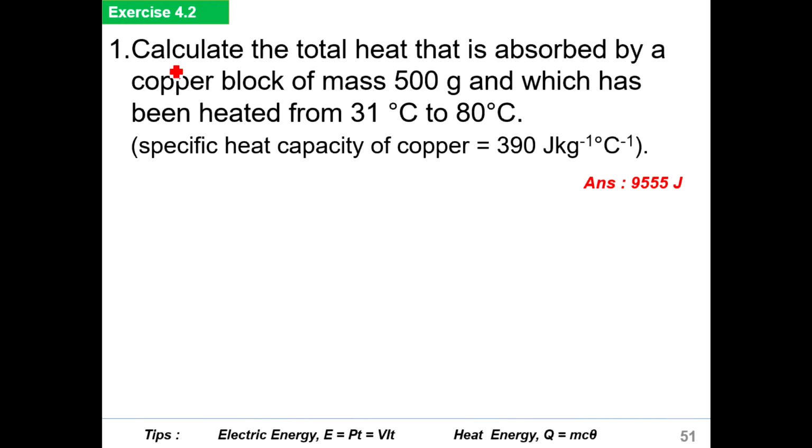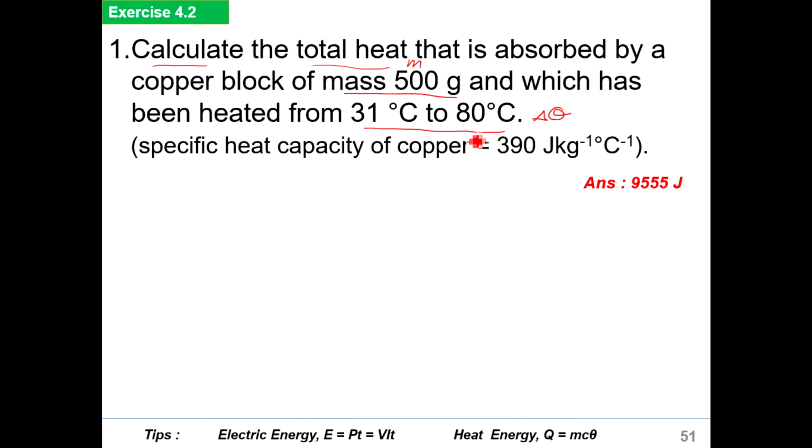Every time you want to answer a physics question, make it a habit to underline the keyword. Read the question carefully. Calculate the total heat that is absorbed by the copper block with a mass of 500 gram. Be careful with the unit. This is the mass, so we use symbol M. 500 gram, which has been heated from 31 degrees Celsius to 80 degrees Celsius. So 31 degrees Celsius to 80 degrees Celsius is actually the change in temperature.